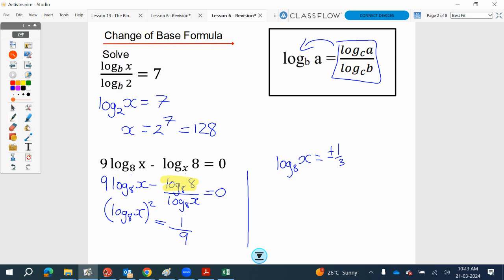So rearranging now, this tells us that x is equal to 8 to the plus minus 1 over 3. The cube root of 8 is 2, and then to the minus, so this will give us this.